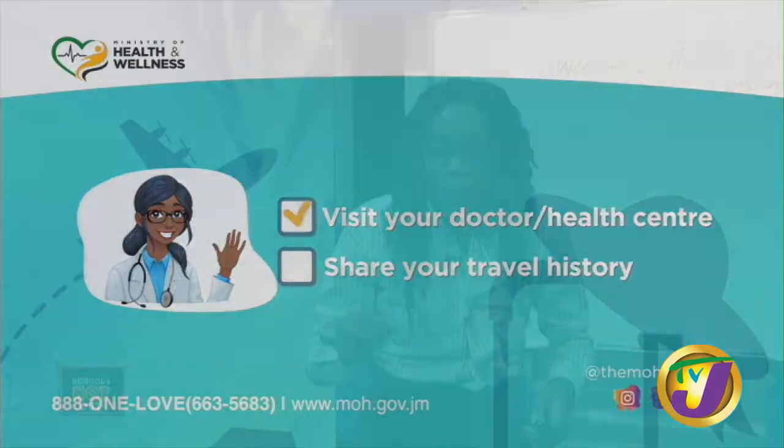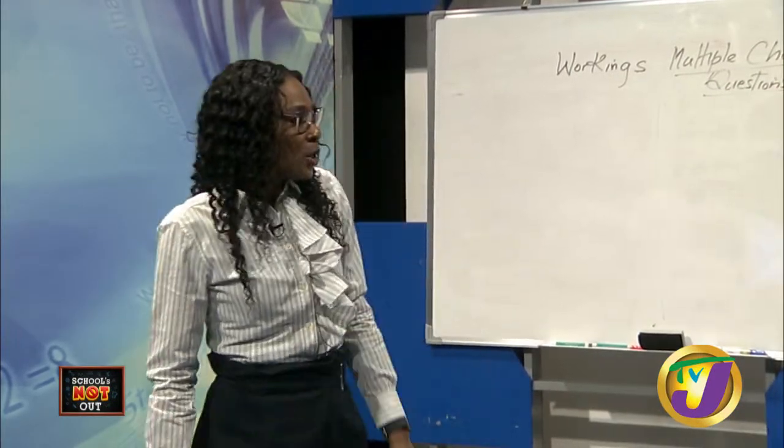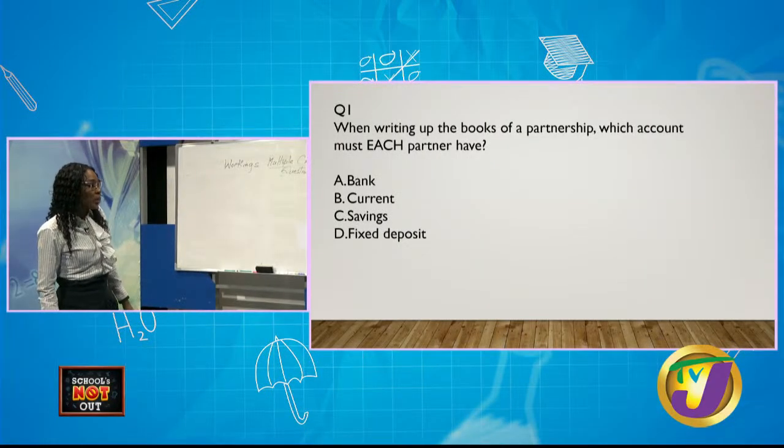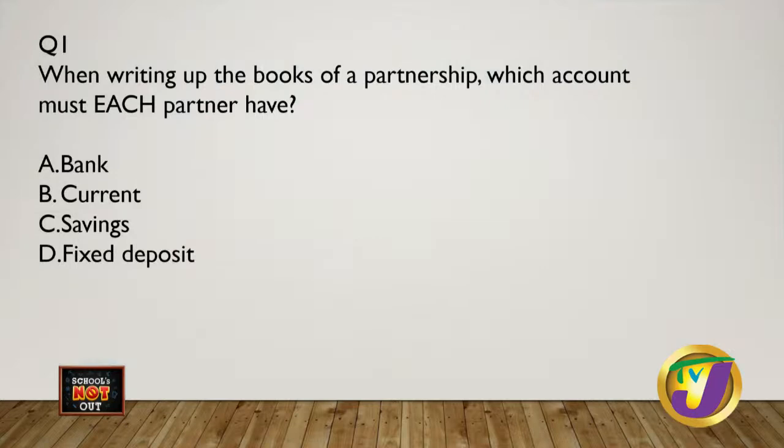Choose the one that is most suitable or correct. So, when writing up the books of a partnership, which account must each partner have? Bank account, current account, savings account, fixed deposit. Why would they need a fixed deposit as compulsory? So I would take that one out.